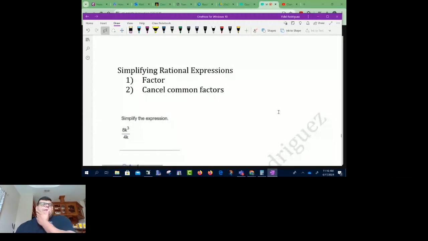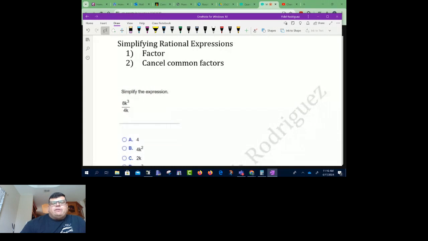So, simplifying rational expressions. What we're going to do here, y'all, rational expression just means we're going to have some fractions, okay? And with these types of fractions, what we're going to be doing is factoring and then canceling out any common factors.